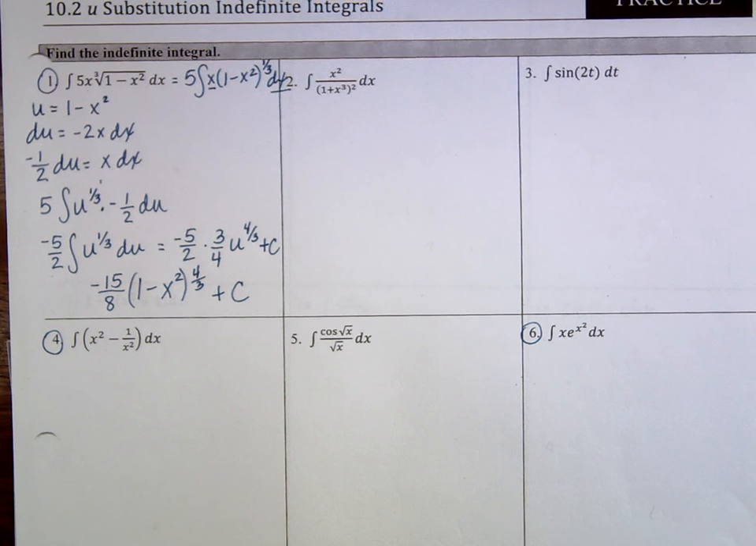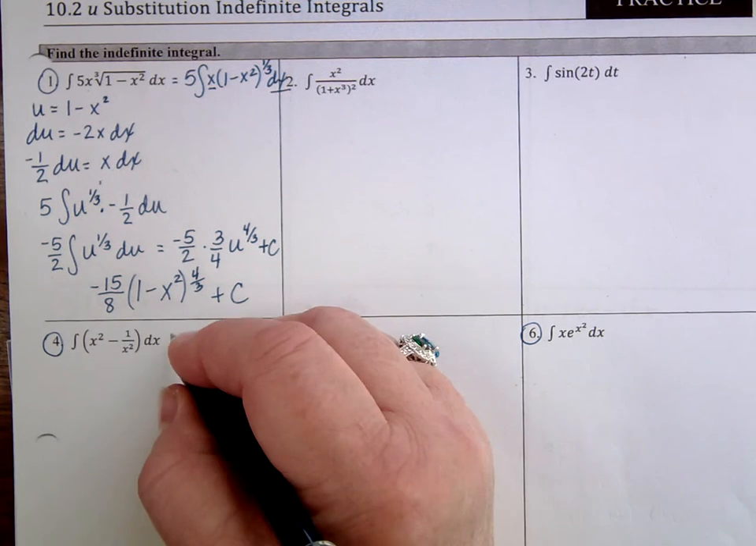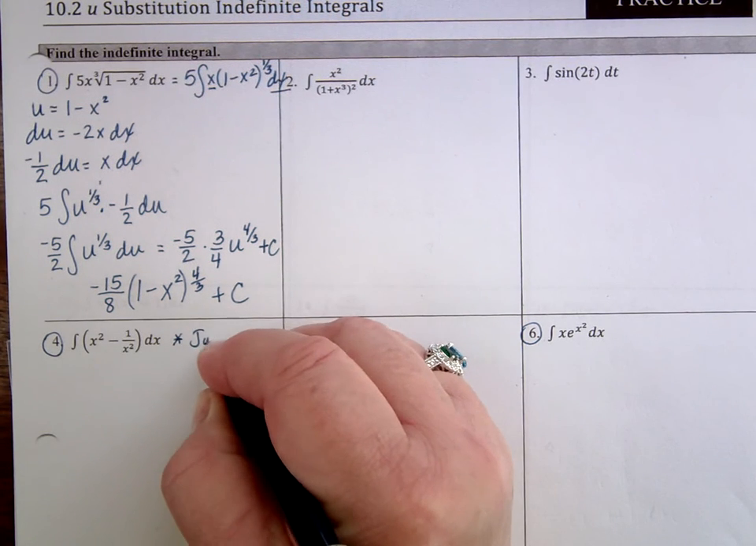All right, the next one that I came to that I wanted to talk to you about was number 4, because number 4 is not the chain rule. And so if I look at this, there's no chain rule to undo. So it's just going to integrate. You just need to integrate. Just integrate.